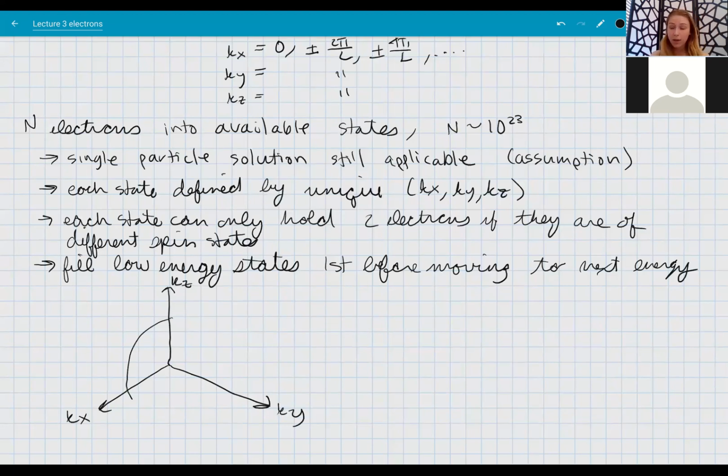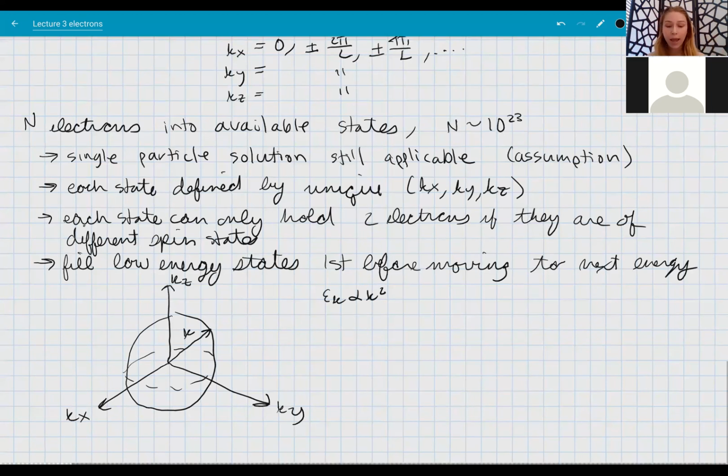And this sphere has some radius k, and along the surface of the sphere, it is all a single energy because the energy is proportional to k squared on the surface of a sphere of radius k. K squared always takes on the same value, so every sphere has the same energy. So when you're putting n electrons into the available states, the way you should think of it is filling up spherical shells of constant energy, then moving on to the next spherical shell, the next spherical shell, the next spherical shell. Okay, so that is how we fill our available states with our n electrons.